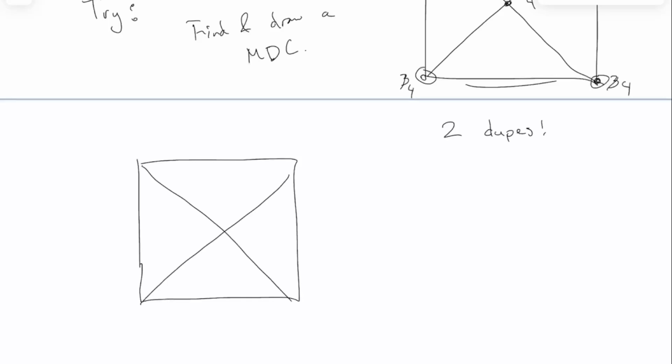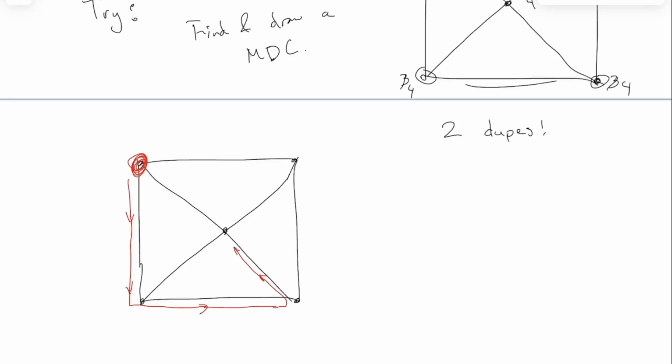Some people didn't want to redraw the picture, which is fine. I find it easier to start afresh. So now I'm going to draw my circuit, and you can, as usual, start wherever you like. I'll start over here, and I'm going to repeat the edge on the top and the bottom.